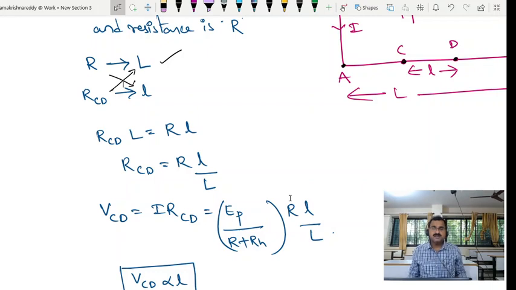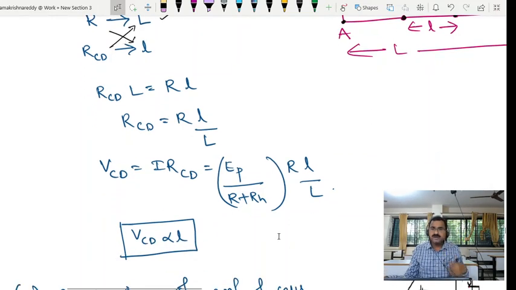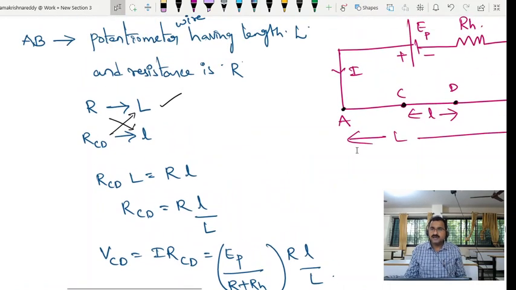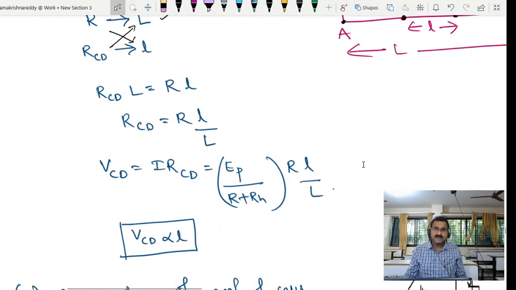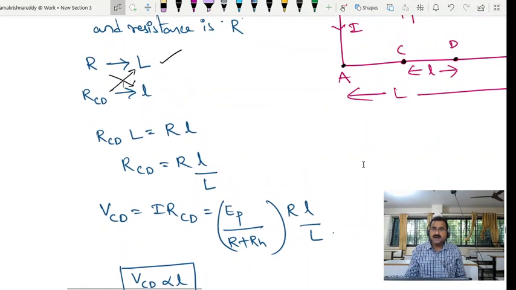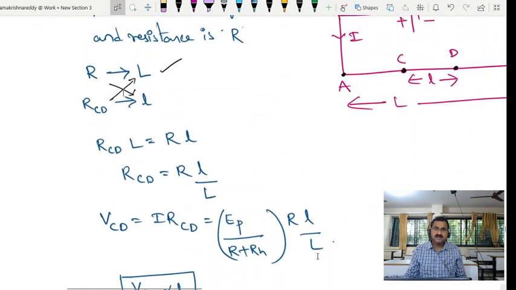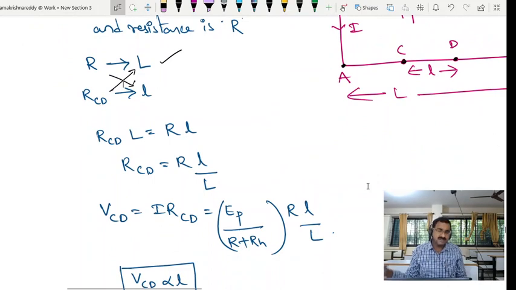Then what is the potential difference across that part of the circuit? VCD is required for me. VCD is equal to I into RCD, and I, as you already know, is total EMF by total resistance in the circuit. Here EP is the cell connected, divided by R plus RH. RH means the rheostat resistance, and capital R indicates the potentiometer wire resistance, which we substituted.